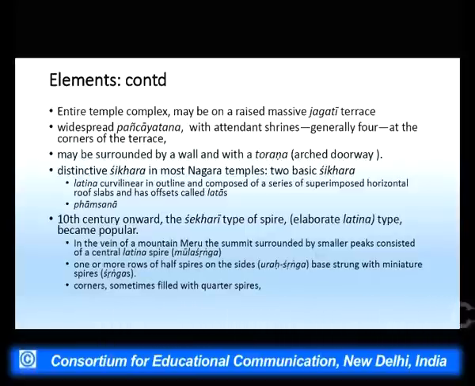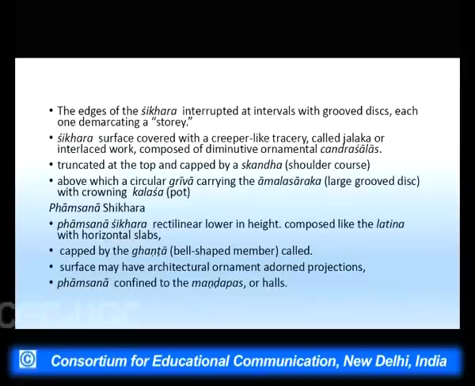Then you have one or more rows of half spires on the sides called Urahshringa, and these are built into miniature spires. Now in the corners, you also have quarter spires, so you have very small, not fully rounded spires. Now the edges of the shikhara are often interrupted at intervals with grooved discs, each one demarcating a story or a bhumi, which we've seen in the first diagram. The shikhara surface is covered with creeper-like tracery called jalaka, or interlaced work composed of diminutive ornamental chandrashalas. Now chandrashalas are also known as gavaksha. These are an ornamental device, but then you have a skandha, then you have a griva.